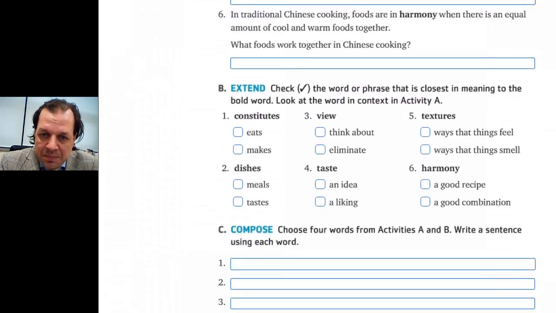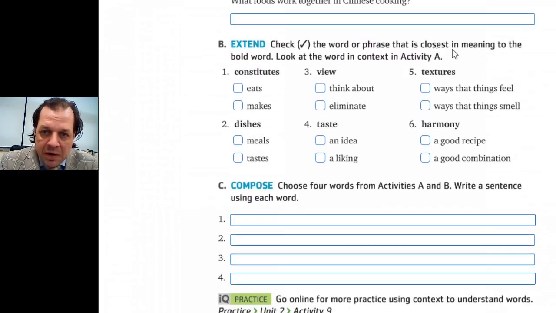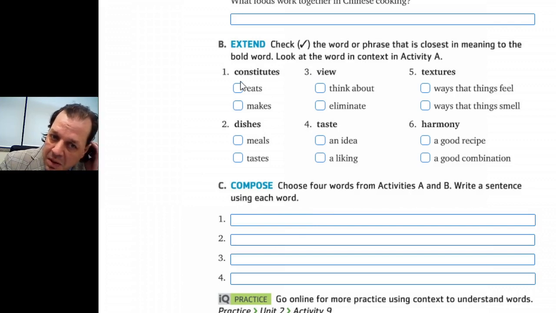There's an extension where we check the word or phrase that is closest in meaning to the bold word. So we can look at context in activity A, but we did see these words in bold in the last exercise. Constitutes, dishes, view, taste, textures, and harmony. Okay. If you need to think a bit more, you can reach for your dictionary.